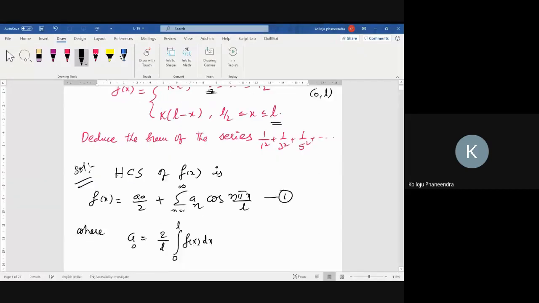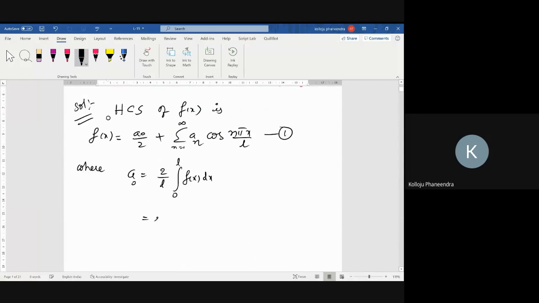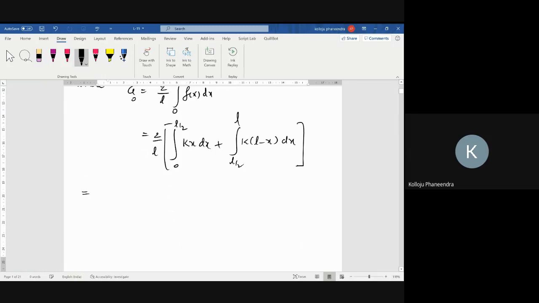This is the problem. So a naught is equal to 2 by L, and the interval is split into two parts. In 0 to L by 2, the function is kx dx, plus in L by 2 to L, the function is k into L minus x dx. K is the constant, taken outside, and for the remaining, x integration is x square over 2, 0 to L over 2, plus Lx minus x square by 2, L by 2 to L.